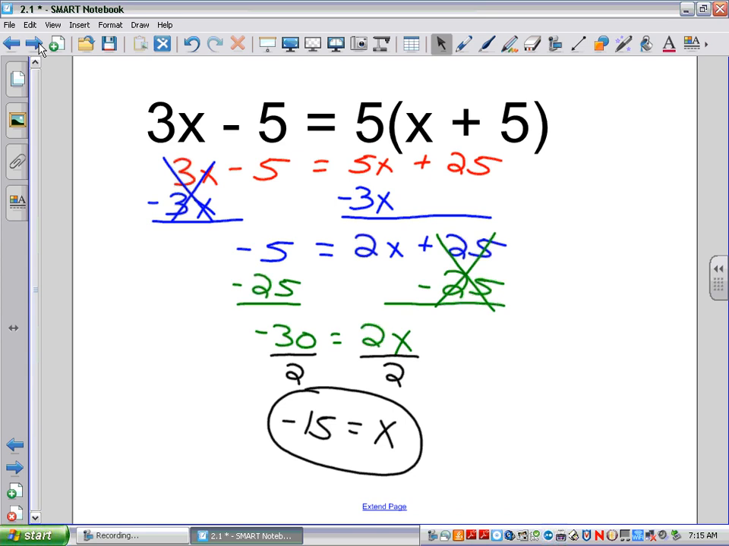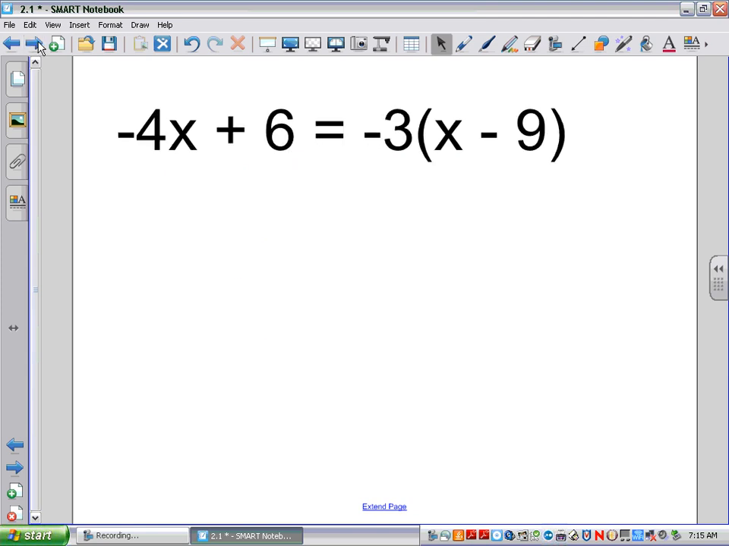Now, if you wrote that x equals negative 15, that would be sufficient. That'd be fine. Again, hit the pause button and try the third one on your own. Try it on your own first.